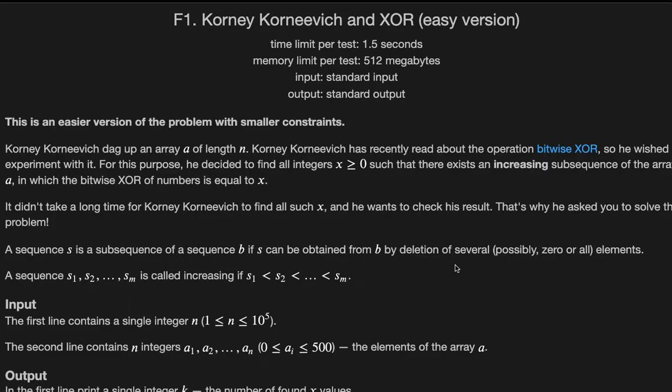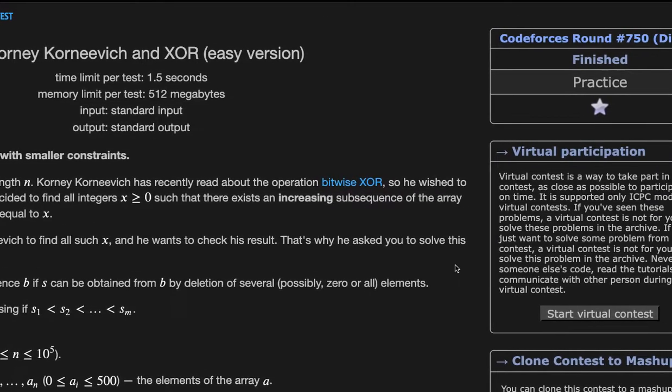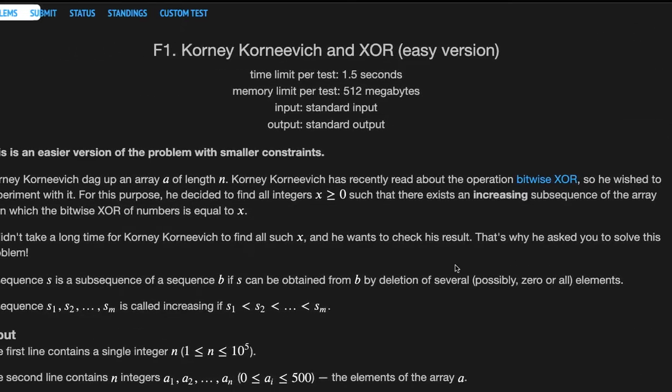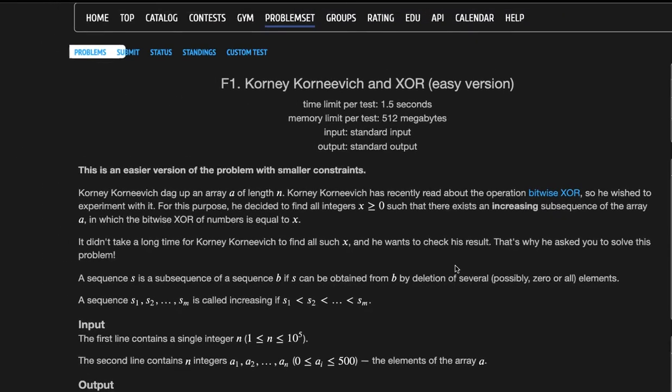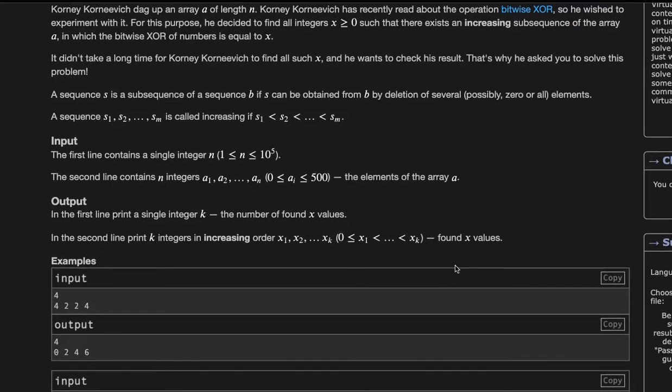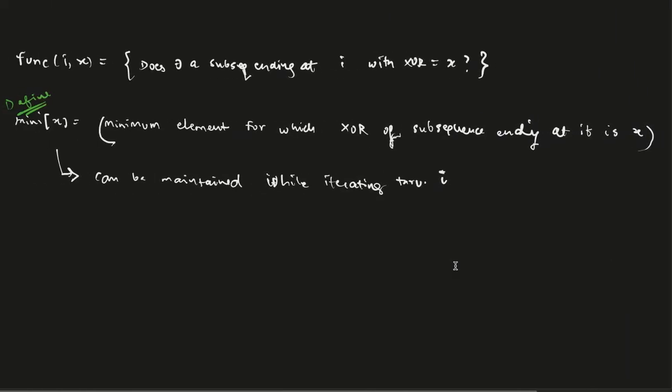Problem number 1582 F1, that is Codeforces Round 750 Div 2 F1. And this is the problem statement. Okay, moving on to the solution.